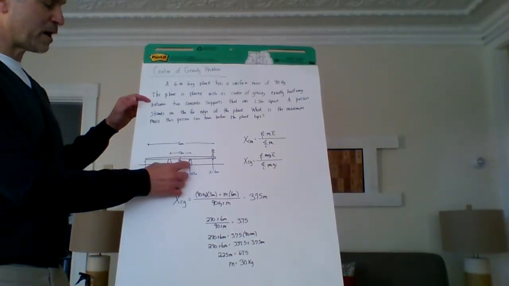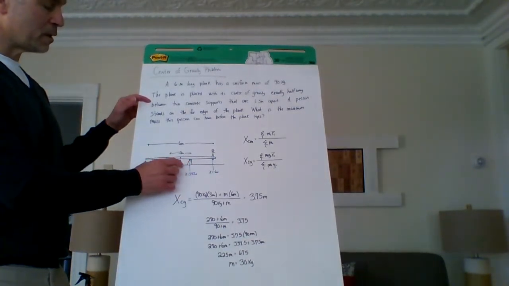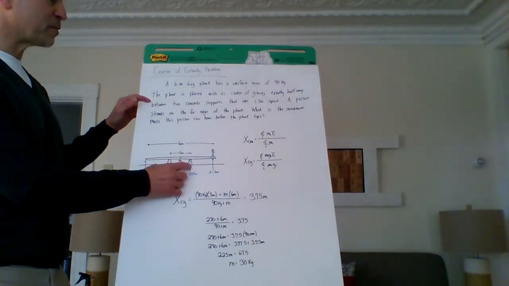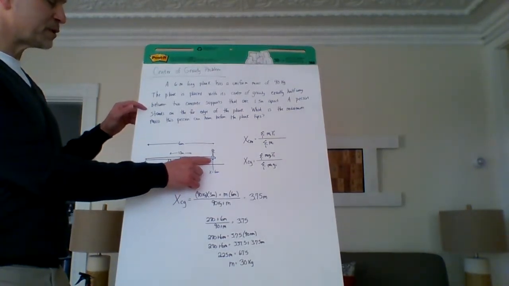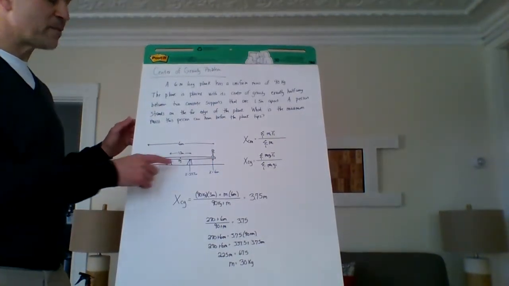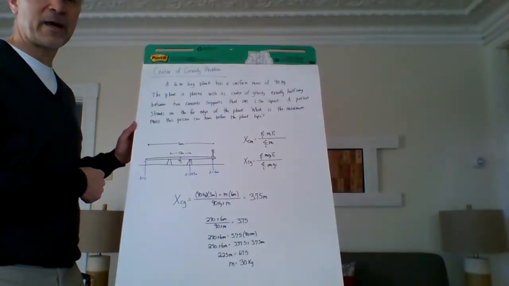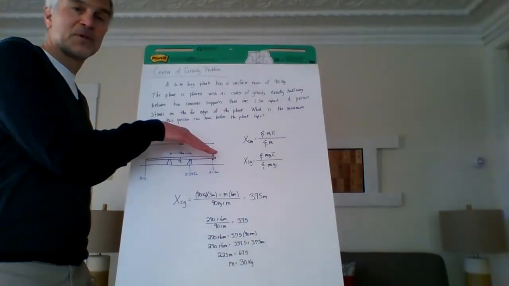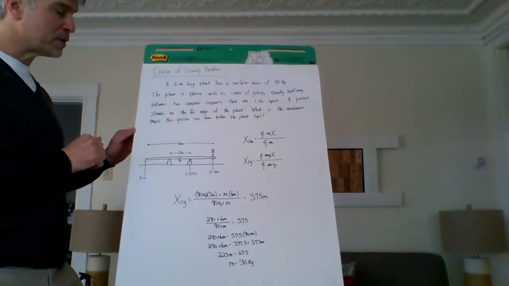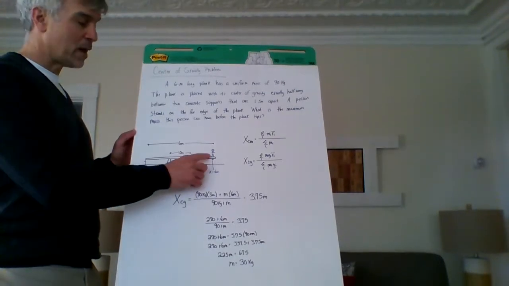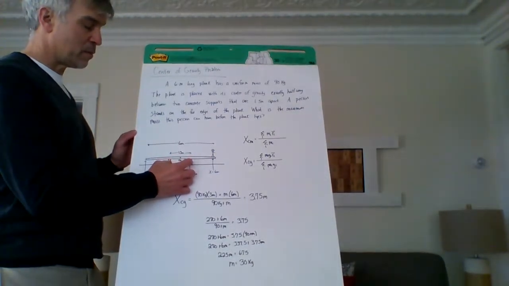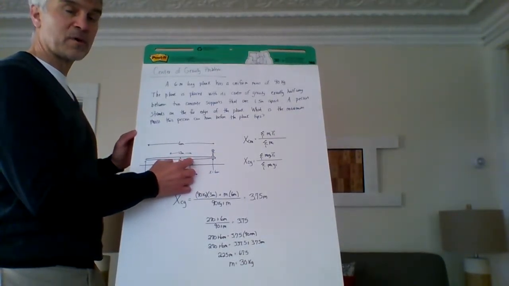And there's the center of gravity exactly halfway in between them. The two supports are 1.5 meters apart. And there's a person standing on this edge of the plank. And the question is, what's the maximum mass this person can have before the plank tips over? So in other words, his center of gravity has to be between these two concrete supports.